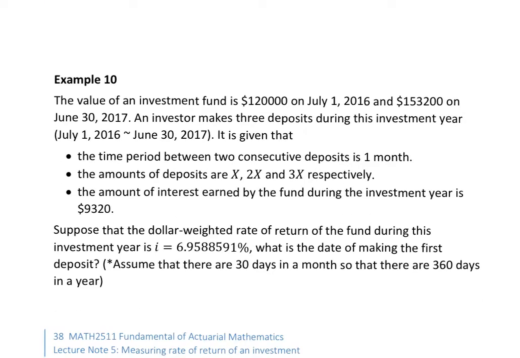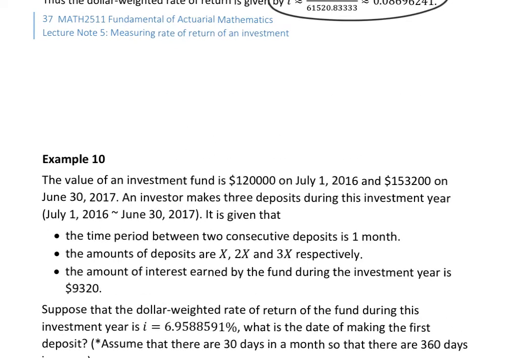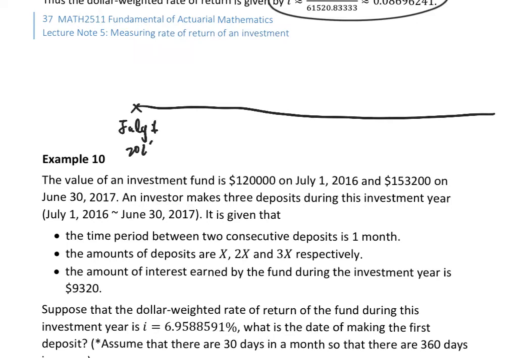Now, perhaps let us look at another example about this. In this example, we will consider an investment fund over this entire time horizon. This time horizon is from 1st of July 2016, which we treat as time 0, up to 13th of June 2017, which is time 1.